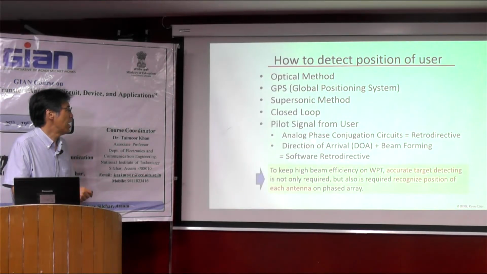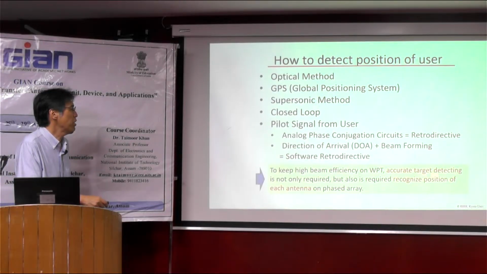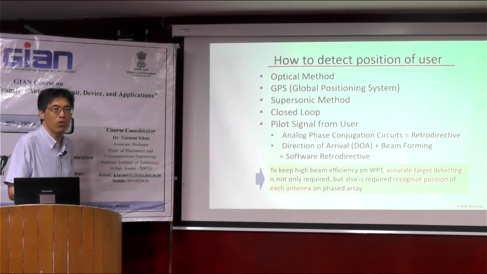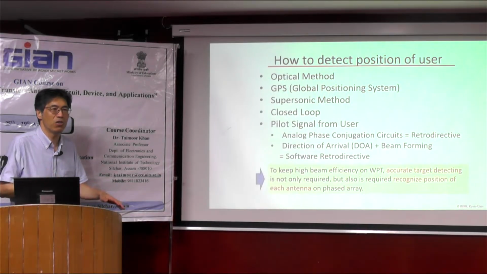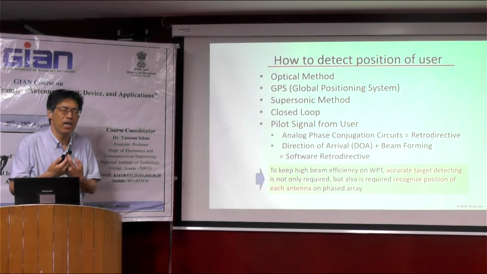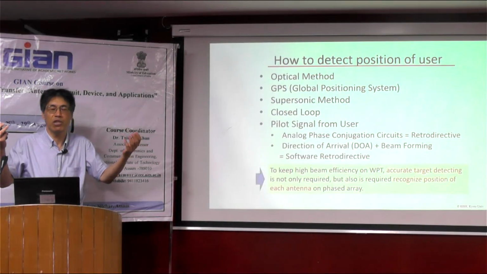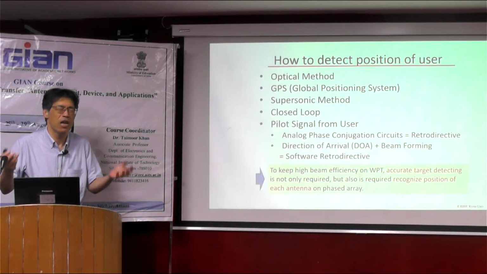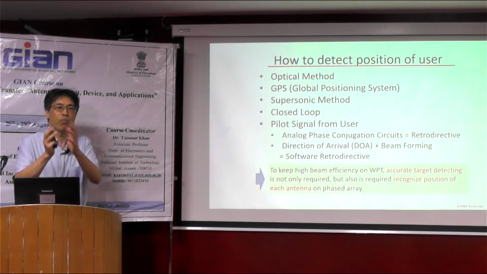This analog phase conjugation circuit and a retrodirective system. To keep the high beam efficiency on WPT, accurate target detecting is not only required, but also recognizing the position of each antenna, as I mentioned. Of course, it's easy to assume we have a very rigid antenna, and from this start point of the rigid antenna, we can control the beam direction.